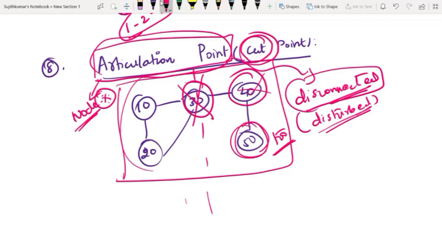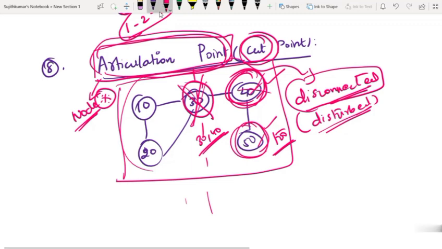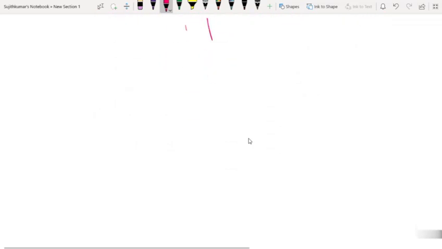If removal of one node removes any other node, that is an articulation point. I could define it that way also. If removal of one node influences the other one, which means that node is an articulation point. So 30 and 40 are articulation points here. If you remove 30, automatically 40 and 50 will be disconnected, and if you remove 40, 50 will be disconnected. So if any node is getting disconnected, that is an articulation point. I hope you understood this. Let me go to the next one.